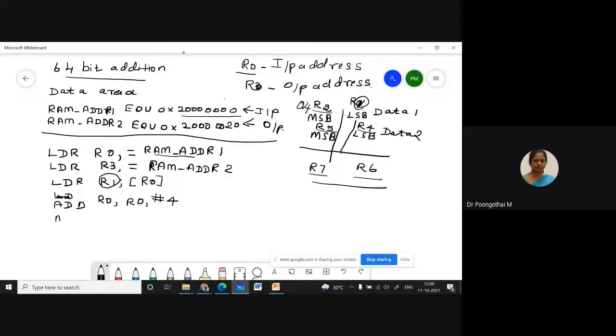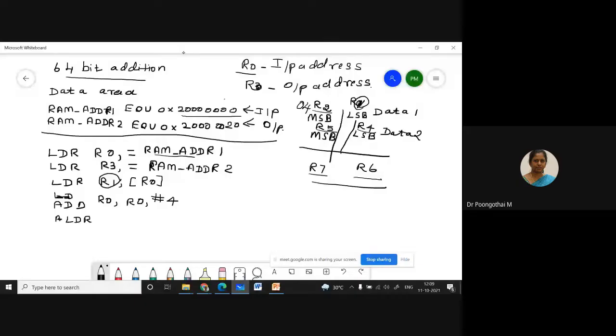Move the data into which register? R1? R2. Okay. For that you have to use LDR. So LDR R2, comma, in bracket R0. Now your R2 holds the first data MSB.